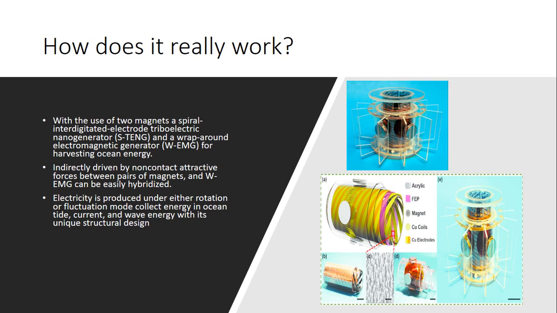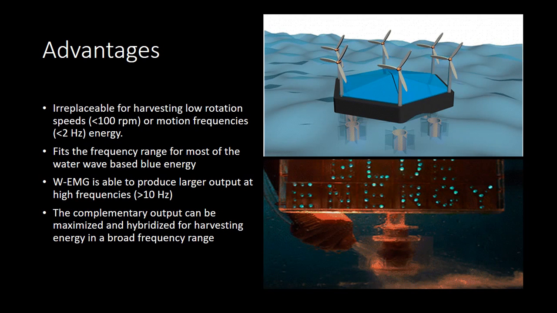It produces electricity in either rotation or fluctuation mode to collect energy from ocean tides, currents, and wave energy with its unique structural design. The advantage of using this nanogenerator is that it is irreplaceable for harvesting low rotation speed, lower than 100 revolutions per minute, or motion frequency lower than 2 Hz.